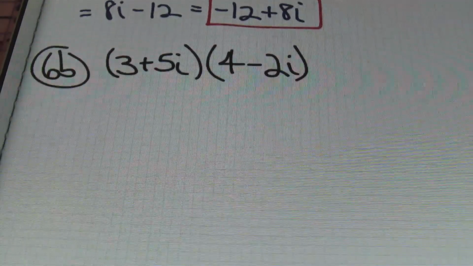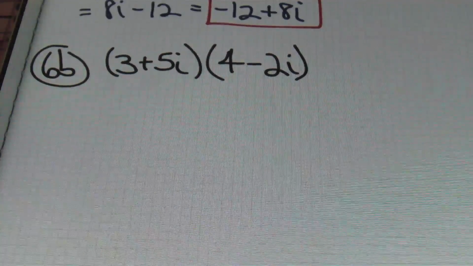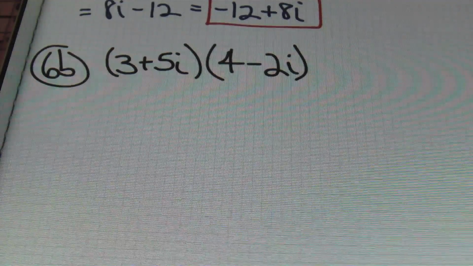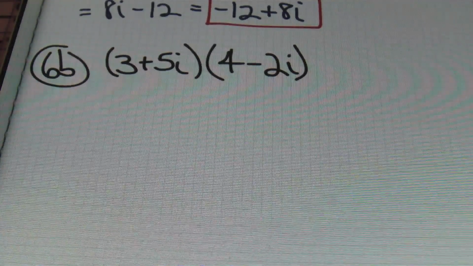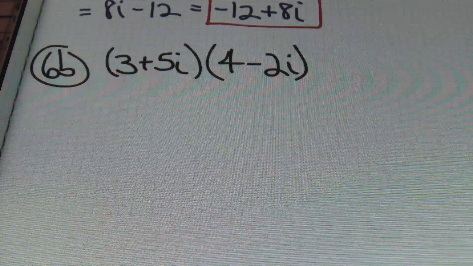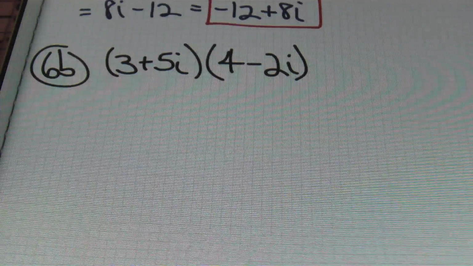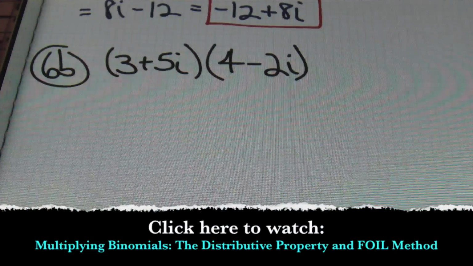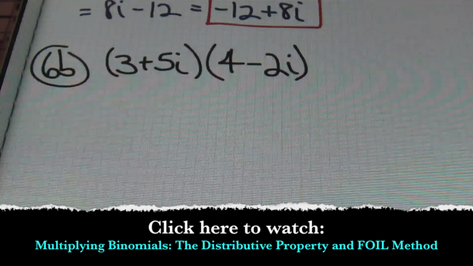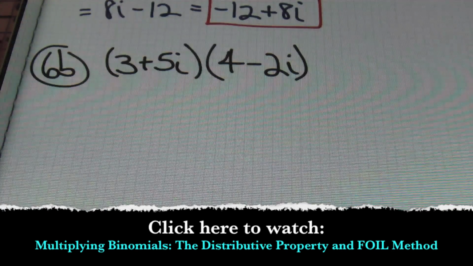Problem 6b. Notice here we have a binomial times a binomial. So 2 terms times 2 terms. So that means that you can use the distributive property, aka you can FOIL it. All right, you can use the FOIL method. So remember, we do have a video on multiplying binomials, all right, using the distributive property or the FOIL method. So check that out.